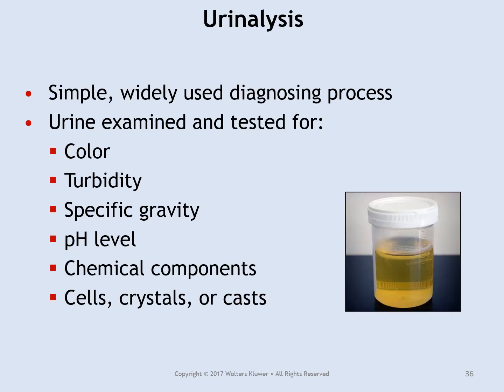And simple urinalysis, you look for color, turbidity, that's how clear it is. The specific gravity, which is how concentrated it is. The pH level, how acidic or basic it is, what it's made up of, and other things that can end up in the urine when there are diseases going on.